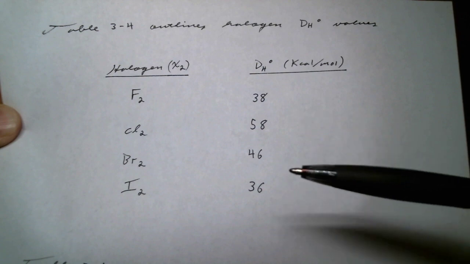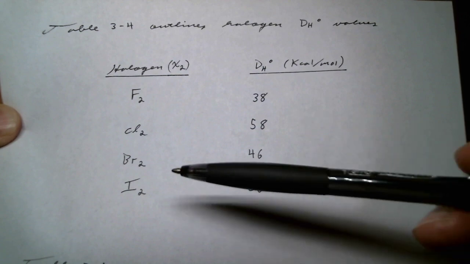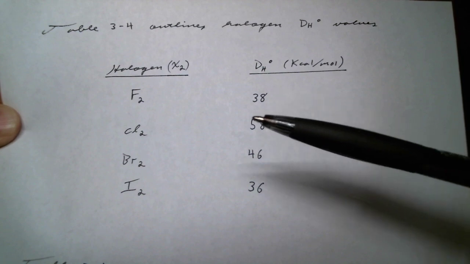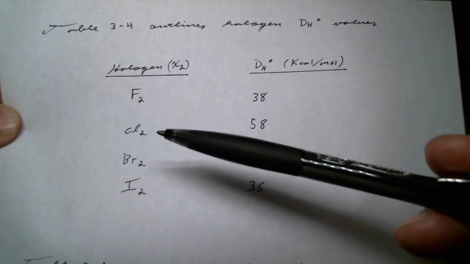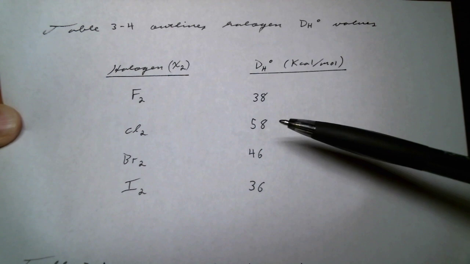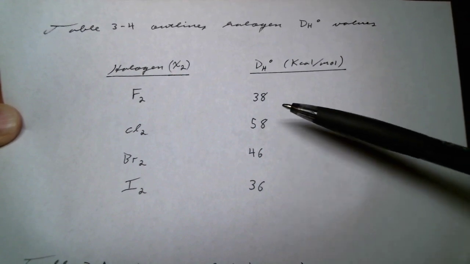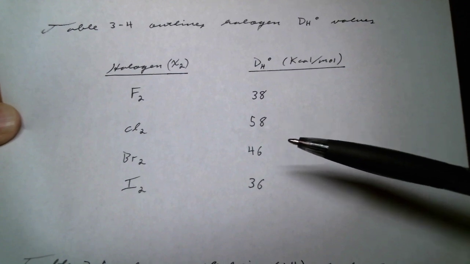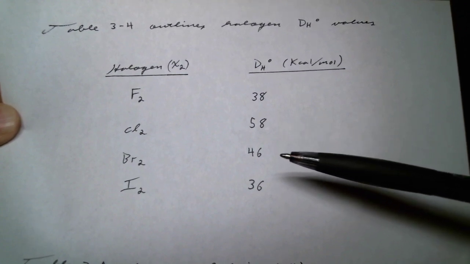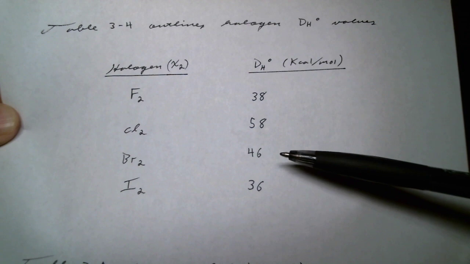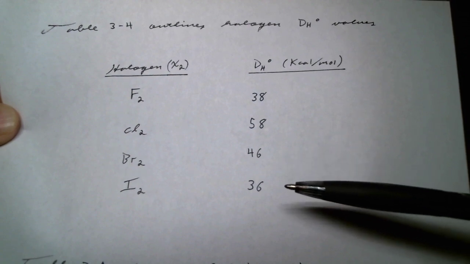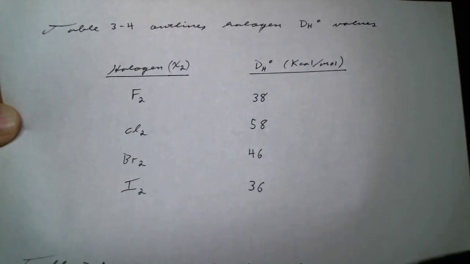And it's kind of interesting, there really isn't a periodic trend here. Diatomic fluorine is very low, 38 kcals per mole, and diatomic chlorine is relatively high. It's the highest amongst these halogens at 58 kcals per mole. Then diatomic bromine's dissociation energy is 46 kcals per mole, and then iodine's dissociation energy is 36 kcals per mole.